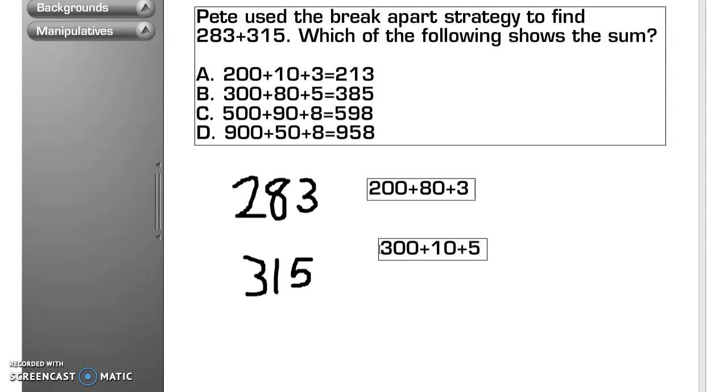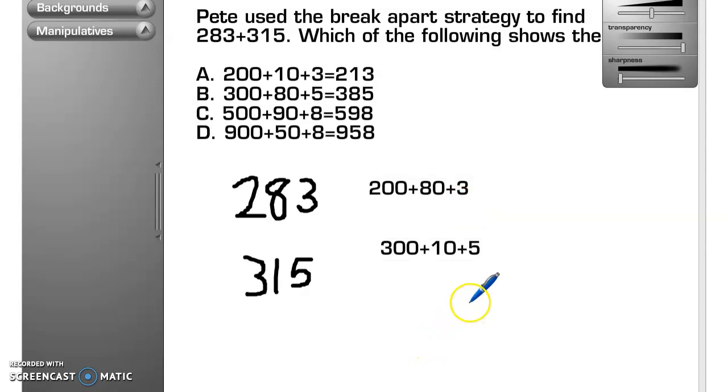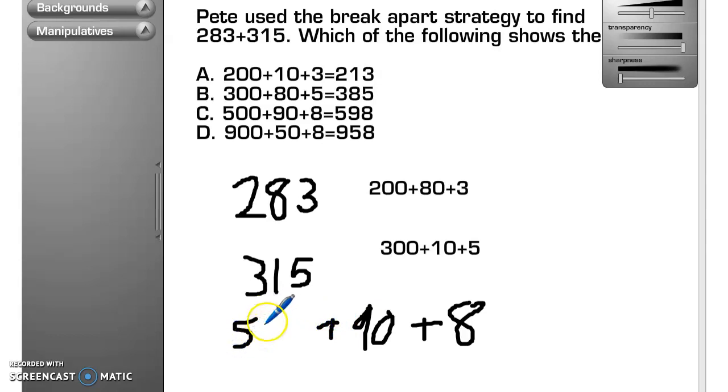So then when I add those together, I would have 3 plus 5, because I would do the ones place, and that would be 8. Then I would do the tens place, so that would be 80 plus 10, which would be 90. And then I would do 200 plus 300, which would be 500. So I would say it is letter C.